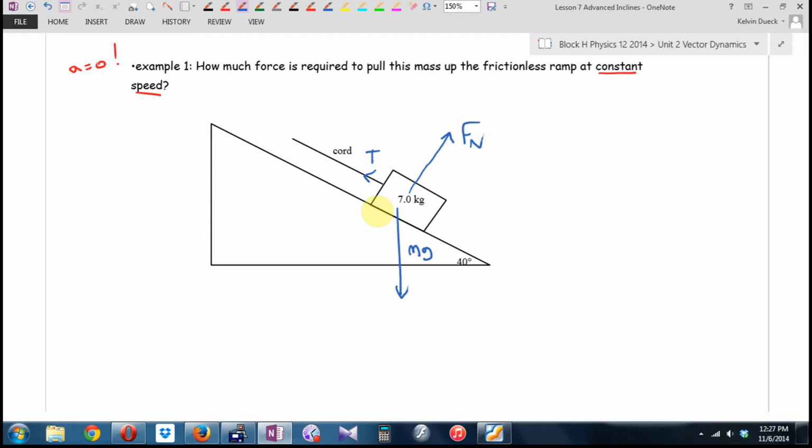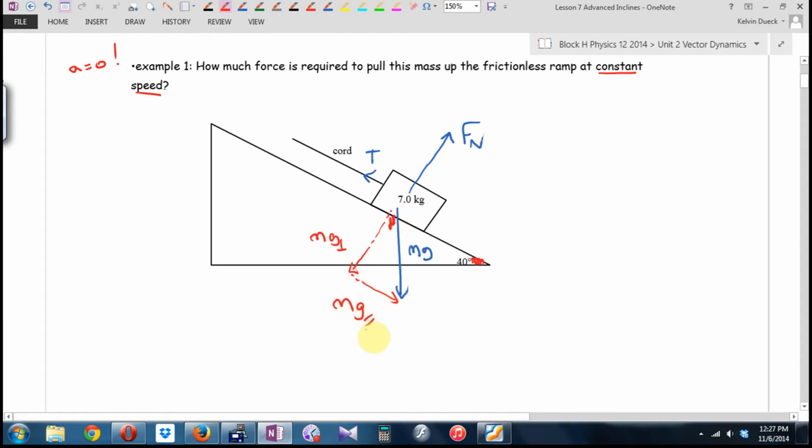What am I going to do now? Hello. Components. So I'm going to have mg perpendicular. Again, remember, if you always draw the perpendicular first, this angle and this angle will be the same one. And then mg parallel. Right angle. Who's winning?